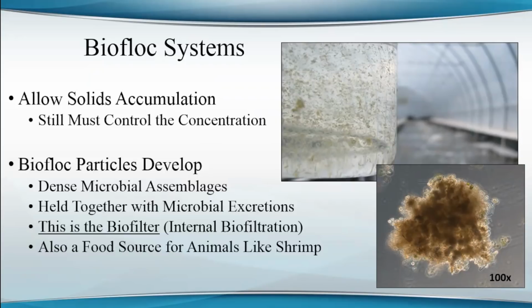These are dense assemblages of microorganisms, and they're largely held together through bacterial excretions. It's a natural process. This is our biofilter in Biofloc systems: all these little particulates and the surface area of the tank and pipes and things like that. This natural microbiota also provides a food source for animals like shrimp and tilapia. So the idea here is that you're reducing the amount of filtration and the number of filters on your system, as well as allowing these particles to develop that can then provide some nutrition for the shrimp. So you're recycling some of the nutrients in the system, which is a really interesting concept.